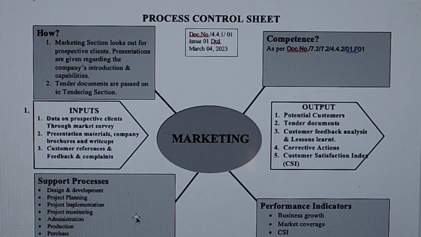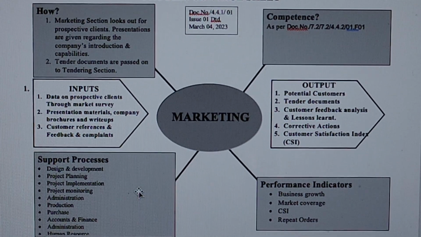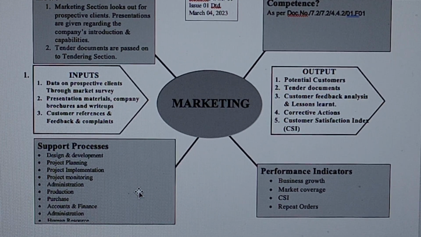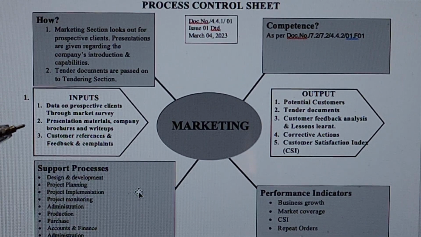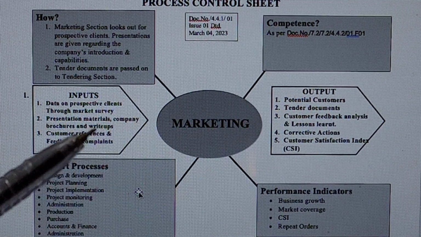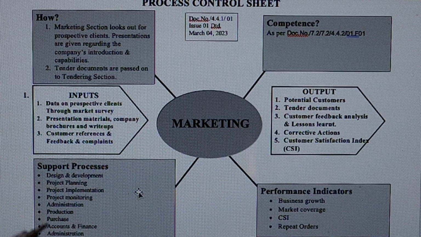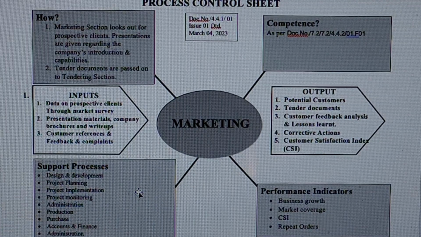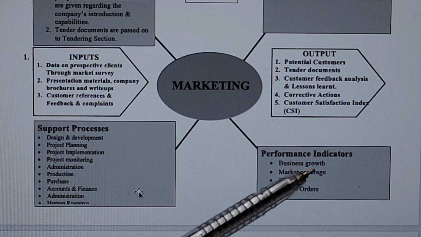Now below this we are putting, in the center you can see that it is the process, and here you can see that the process is marketing, and the inputs to the process are described in this box, and the output here. So this is the process, these are the inputs to this process, and here is the output, and the supporting processes are described here, and the performance indicators are given here.